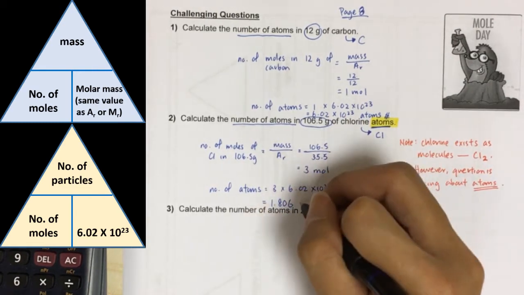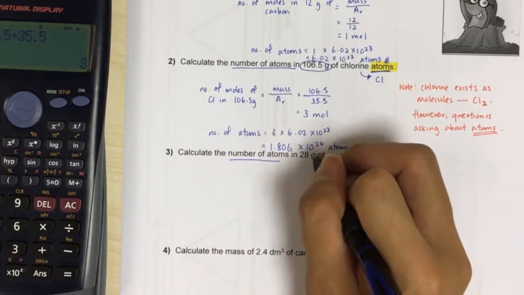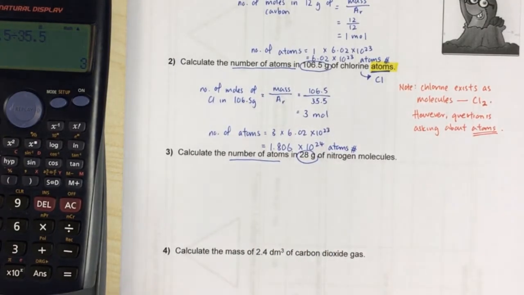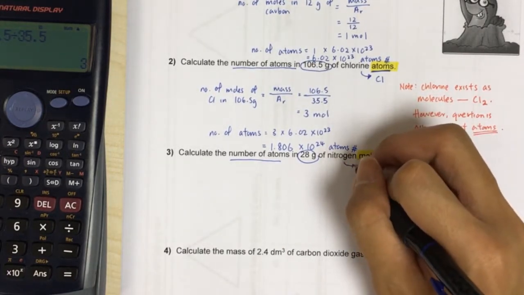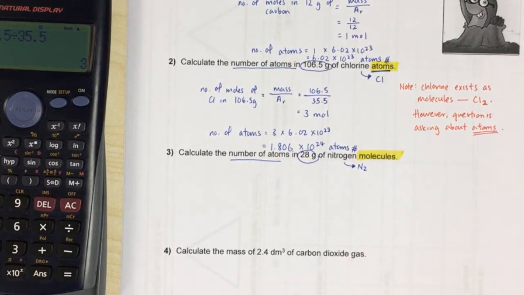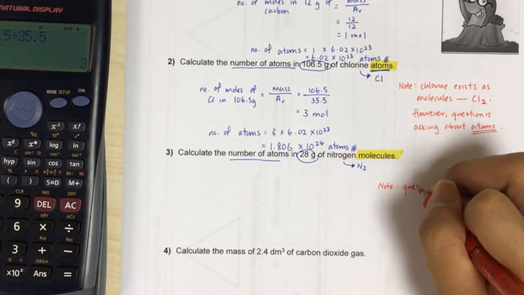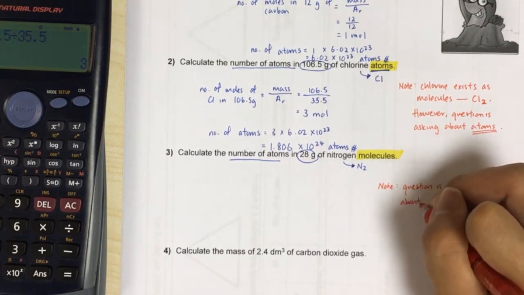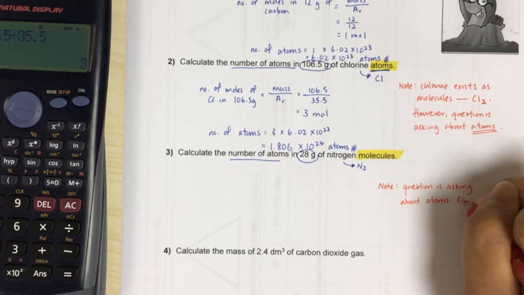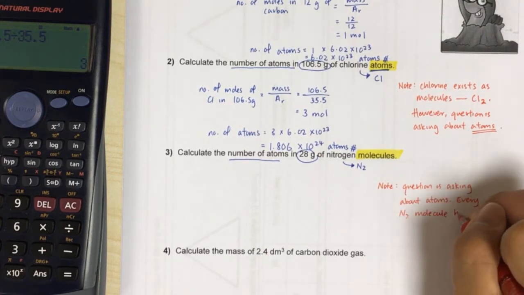Now that we have seen how the two formulas can be combined together, let's take a look at question number 3. This time round, you're asked to calculate the number of atoms in 28 grams of nitrogen molecules. So take note that nitrogen molecules is represented by the formula of N2. But the question wants to know about atoms. So you must first understand that within an N2 molecule, there are actually 2 nitrogen atoms. This will affect your calculation of the total number of atoms, as you have to take into account that conversion.